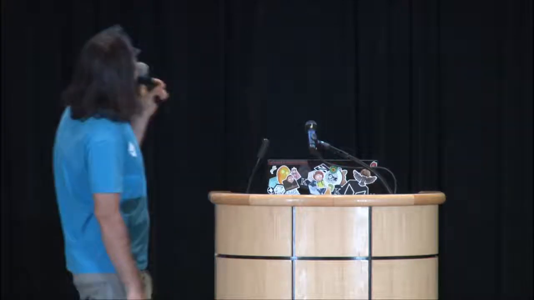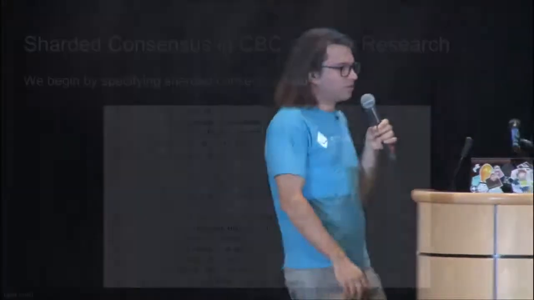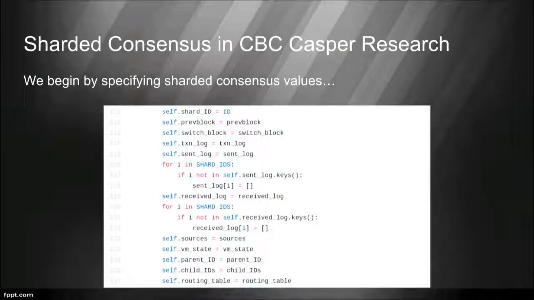Here's a little code snippet from the CBC Casper GitHub and our ETH sharding POC. We have a bunch of different things that are in a block, including the shard ID, a previous block, the transaction log, the sent log, the received log, sources, which are like the blocks from other shards that we're receiving messages from, virtual machine states, all sorts of stuff that is part of the data structure of a block.